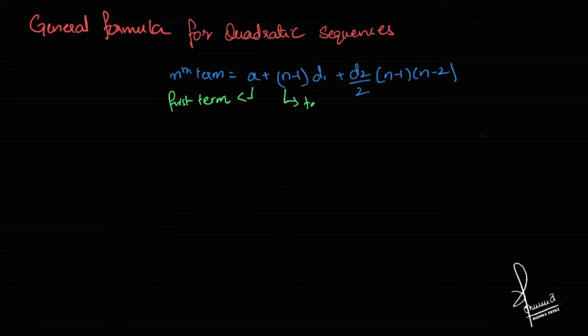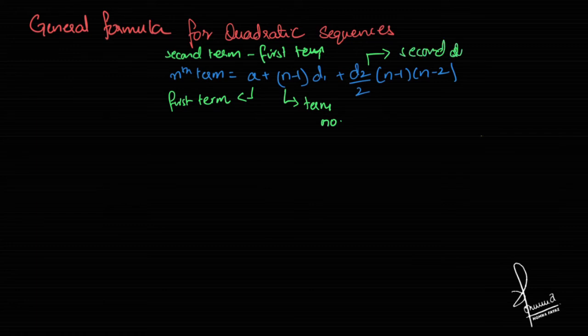n like an arithmetic sequence is the term number. So let's say you want to calculate the 15th term, so उसका term number क्या होगा? 15. तो n उस केस में क्या हो जाएगा? 15. d1 is the second term of the sequence minus the first term, जो भी है वो, और d2 आपके पास is the second difference which we said is constant for a quadratic sequence.